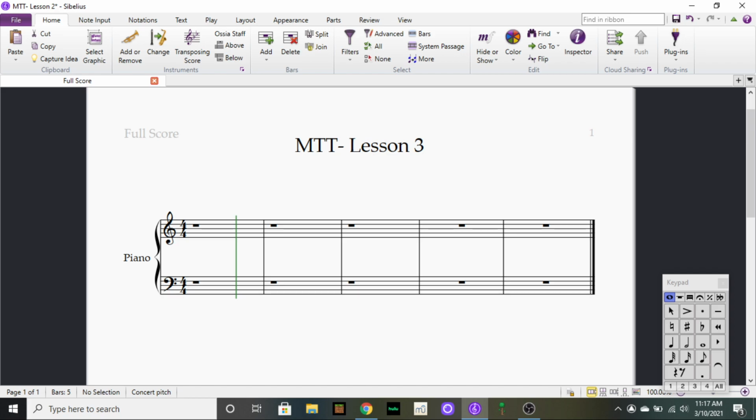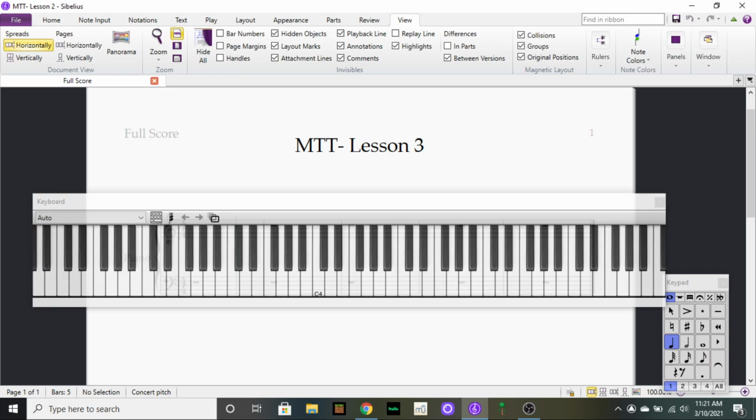A register is the height or the range of a note or pitch or a set of pitches. When talking about the register, the higher the register, the higher the pitches. We're going to use the piano as an example, and we won't get into other instruments until a bit later. So, registers.